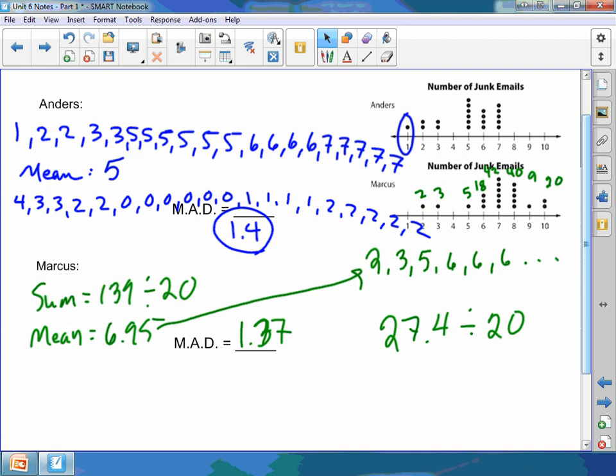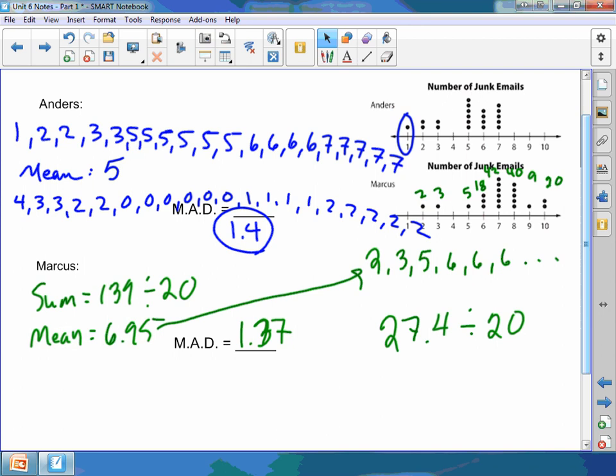Ava? Yes, and when it's smaller, they are... Exactly. So when you have a smaller mean absolute deviation, that means the data points are closer together. So you have a more consistent set of data. When you're comparing them and the mean absolute deviation is larger, that means you have data that's more spread out or diverse.